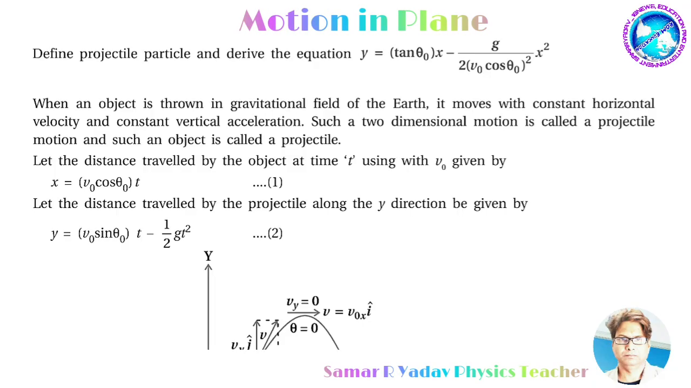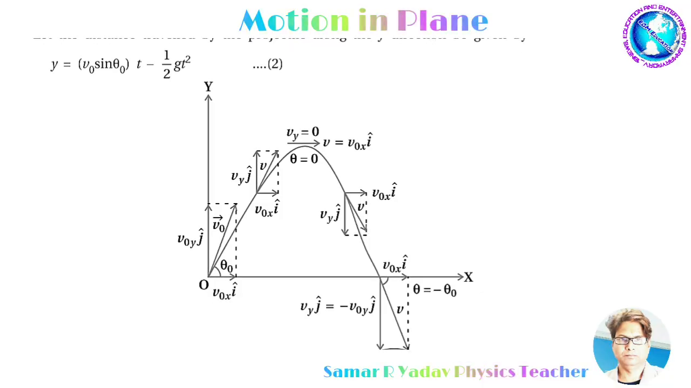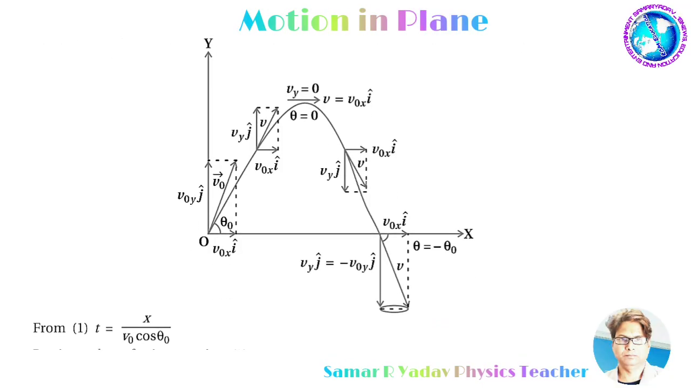Let the distance traveled by the object at time t with v0 be given by x = (v0 cos θ0) t, equation 1. Let the distance traveled by the projectile along the y direction be given by y = (v0 sin θ0) t − ½ g t², equation number 2. You can see in the figure also.